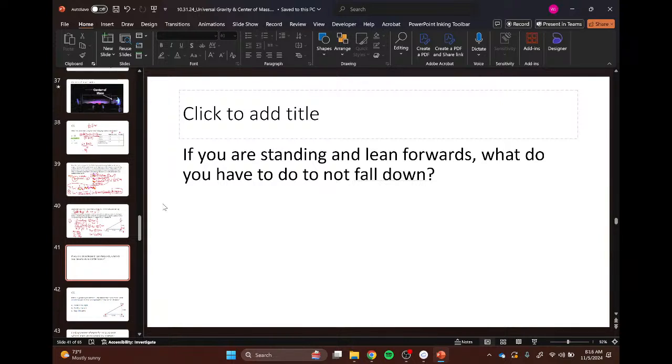All right, what'd y'all say? What do you do? How do you balance? What do you physically do with your body? How? Spread your feet across? That's not going to help you. Move backwards. Oh, you could put a foot back there.